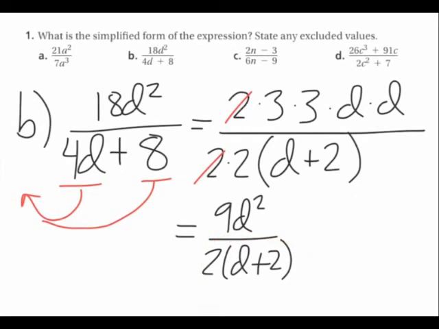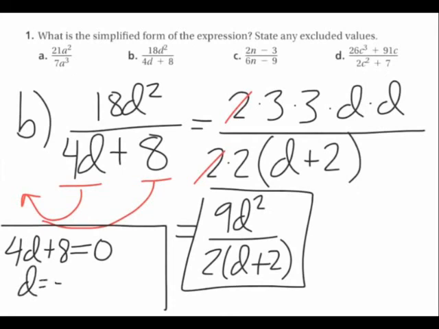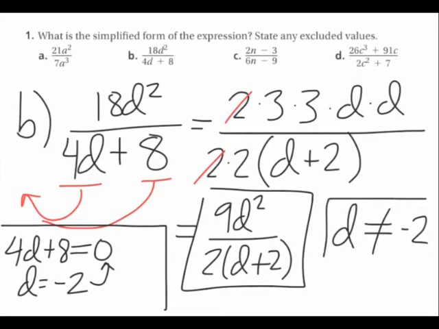Now, what is an excluded value of this expression? In other words, what value for d makes the denominator equal to 0? Well, if d is equal to negative 2, then clearly that would make the denominator equal to 0. So that means that an excluded value of this rational expression is that d cannot equal negative 2, because if it did, it would cause the denominator of the fraction to be 0, which we cannot have.